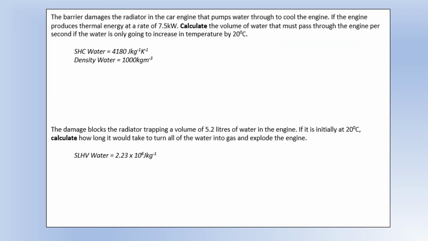The barrier damages the radiator of the car, which is designed to cool the engine by pumping water. If the engine produces thermal energy at a rate of 7.5 kilowatts, calculate the volume of water that must pass through the engine per second if the water is only going to increase in temperature by 20 degrees. So we've got the specific heat capacity, we've got the density of water.